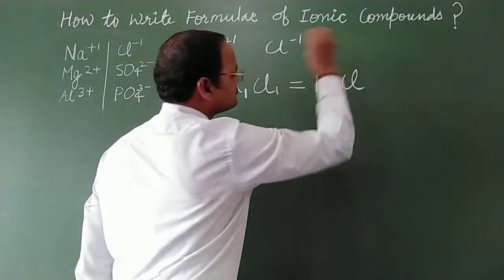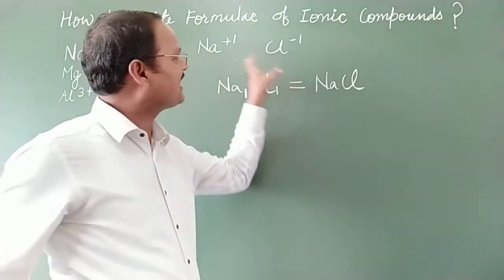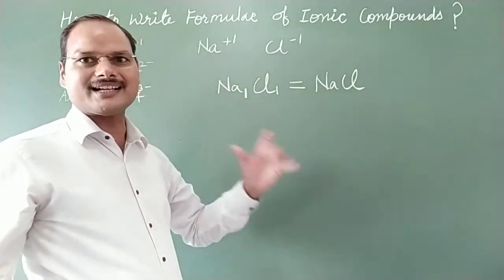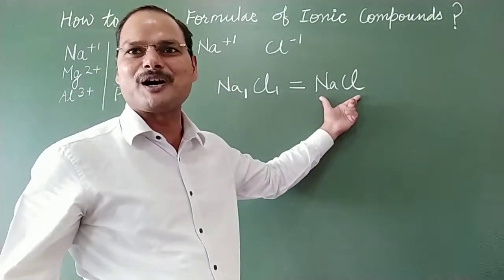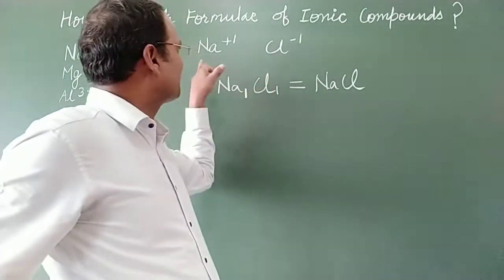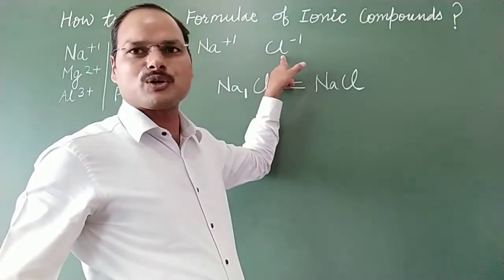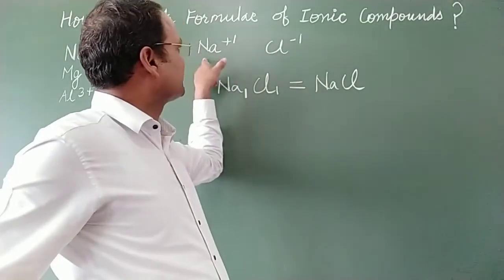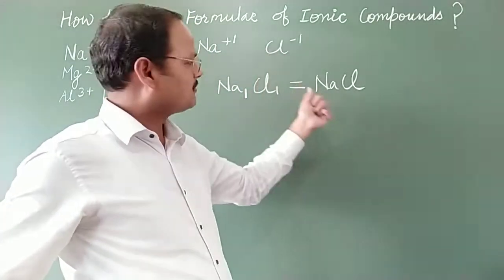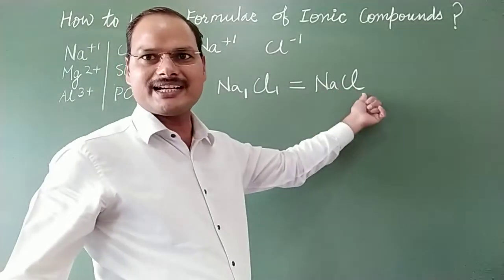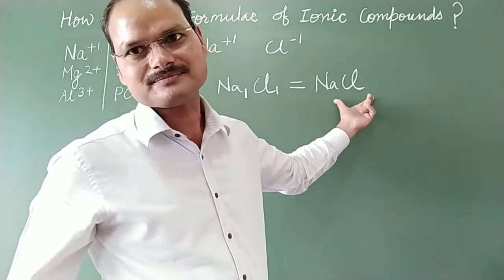so we can write this formula as NaCl. For the name of this compound, if the names of these ions or radicals are known, then by joining the names of these radicals, we will get the name of this compound NaCl. What is the name of this? This ion is sodium ion, and this is chloride ion. It means this is sodium and this is chloride. Therefore, join these two names, sodium and chloride. It means the name of this compound is sodium chloride.